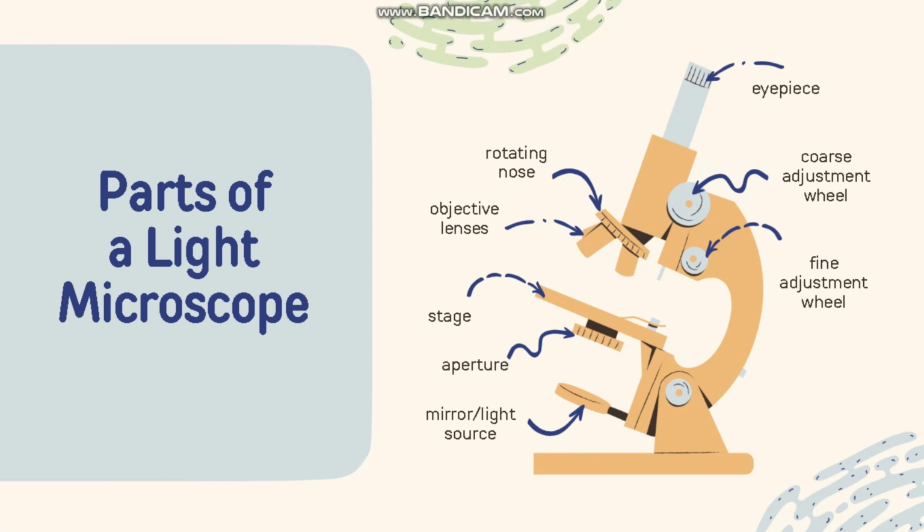We got our mirror and light source. Aperture helps focus light from the light source entirely on the specimen. We got stage where we place our specimen. We have 3 objective lenses, each of different magnification. Rotating nose helps you select which objective lens you would like to utilize.